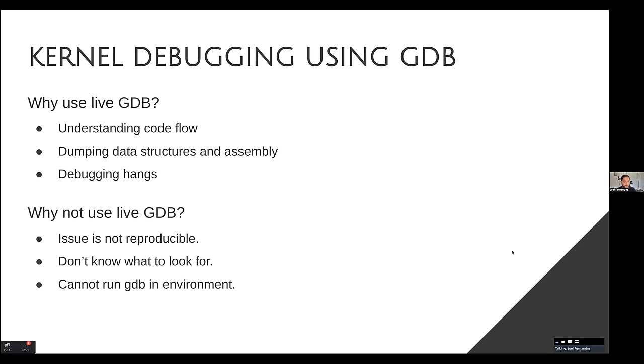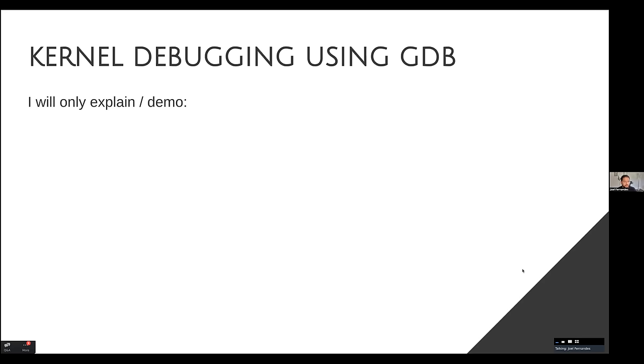And if you don't know what to look for, and also sometimes you cannot run GDB at all on a system because it's in production or something like that. So those are some reasons why GDB is not necessarily that helpful. But GDB can also be helpful offline. If you want to analyze a core dump using GDB, you can pass the core dump to GDB and look at the state of the system and all that kind of stuff. So it does have some use if you have a core dump, but otherwise I find it not that useful if you cannot reproduce the issue and so forth.